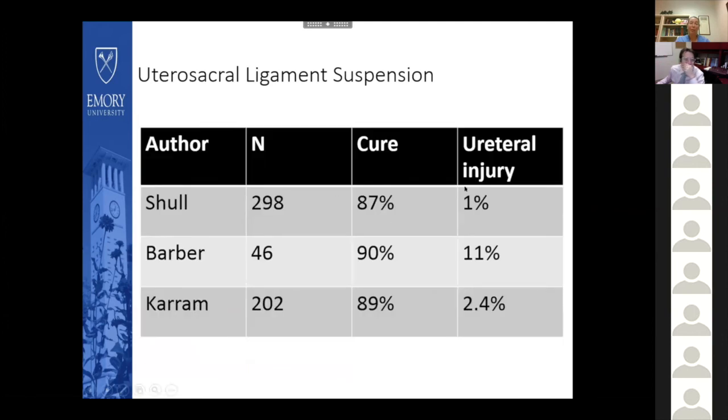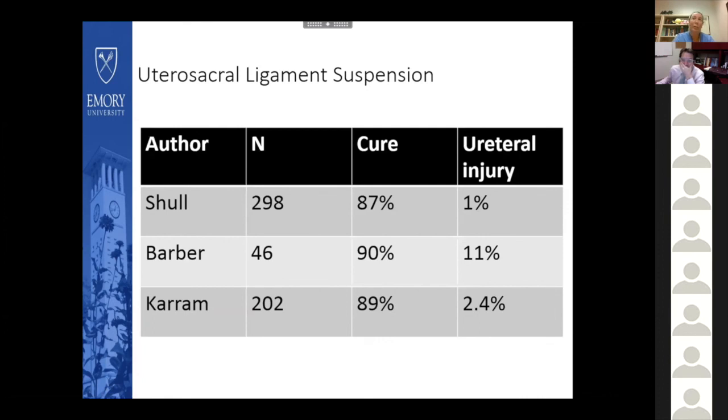So what's the big risk with this? Well, ureteral injury. However, when I say injury, I really mean kinking. I don't mean that you've cut the ureter in half. Matthew Barber did a really nice study that showed that 11% of the time when you attach the vaginal cuff to the uterosacral ligament, you will kink the ureter. And it's real important that you know that before you resuspend.